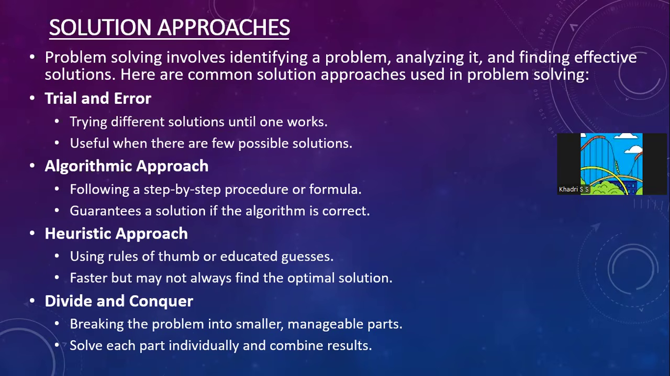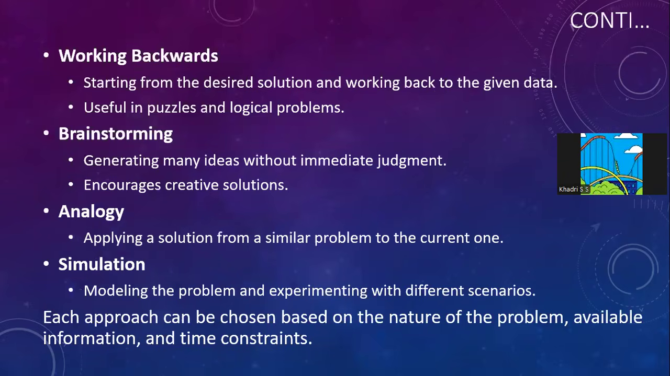The divide and conquer method is breaking the problem into a number of smaller and manageable parts. Solve each part individually and combine the results. So these are the solution approaches we learned. And working backward, that is starting from the desired solution and working back to the given data, is useful in puzzles and logical problems. That is, whenever we go for a solution to a problem, first find out whether we have learned or have some data that previously exists or not. That should be done in working backward.